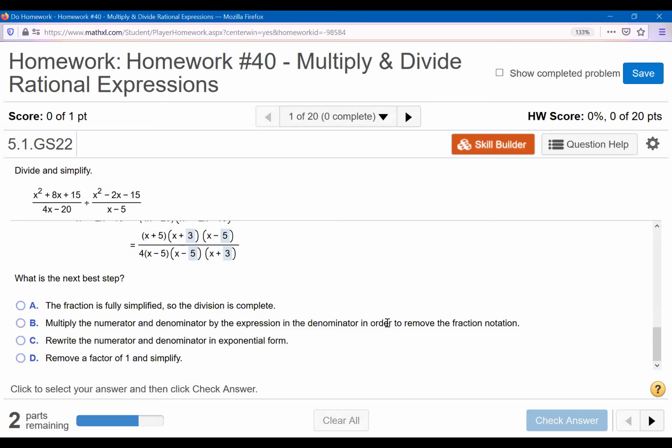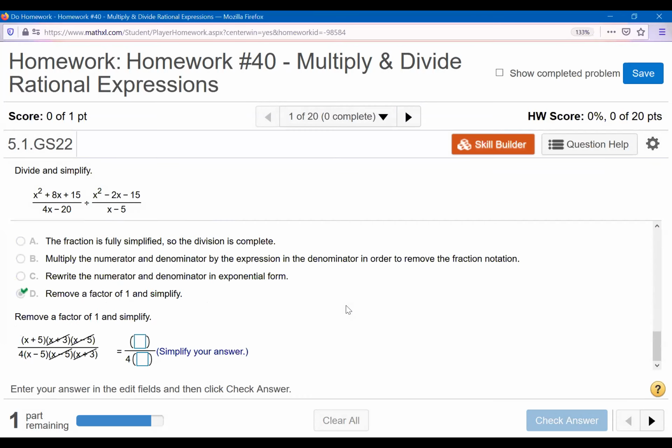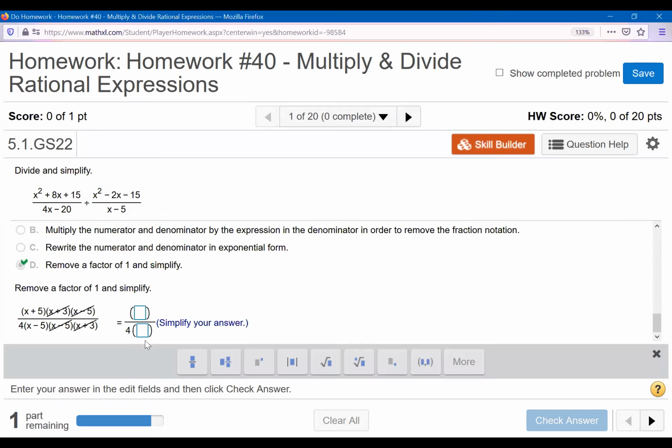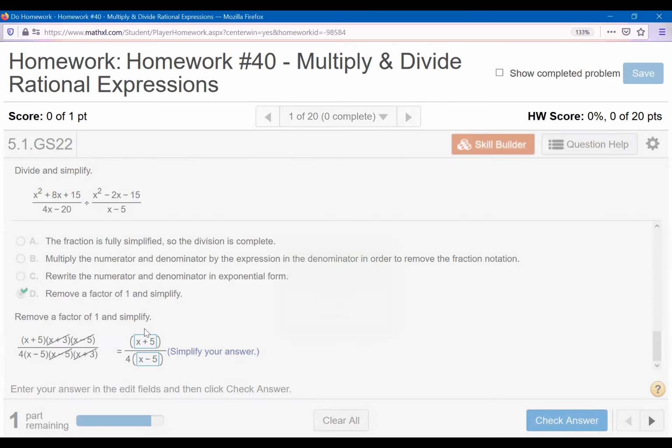That means when we cross out common factors, we're doing that because anything divided by itself is equal to 1. So that's what they're doing here. So the x plus 3s, those equal 1. The x minus 5s, those are equal to 1. So now we're going to write our final answer. The x plus 5 is left over in the numerator here. 4, and then x minus 5 is left in the denominator. And I think we're done at that point.